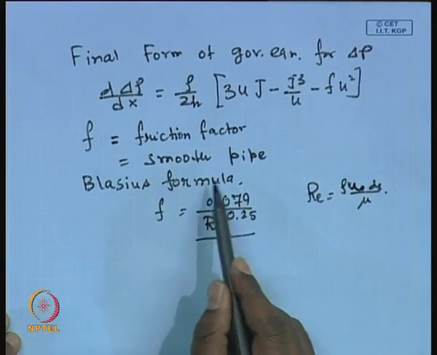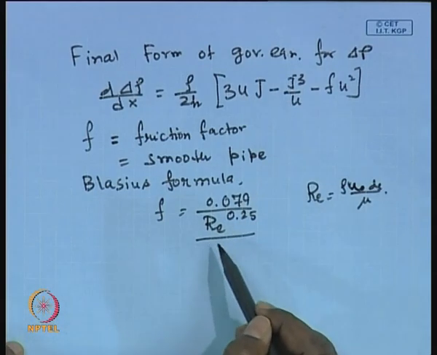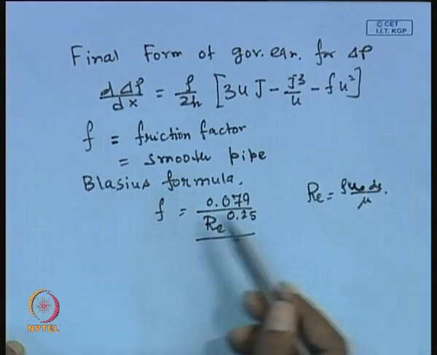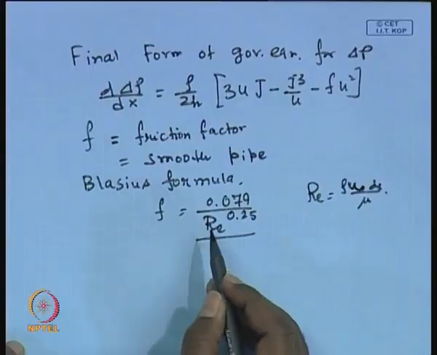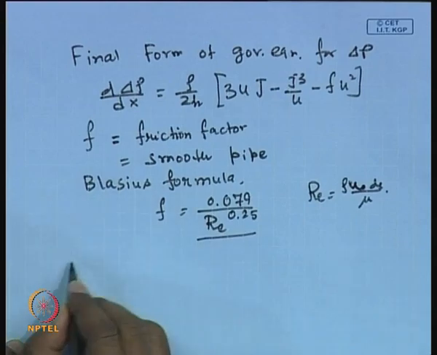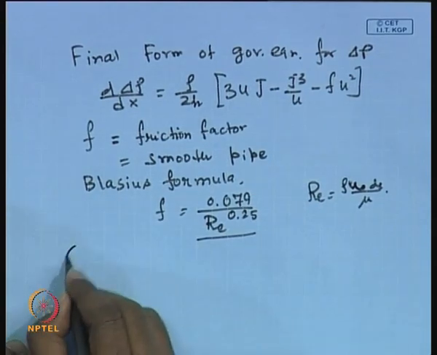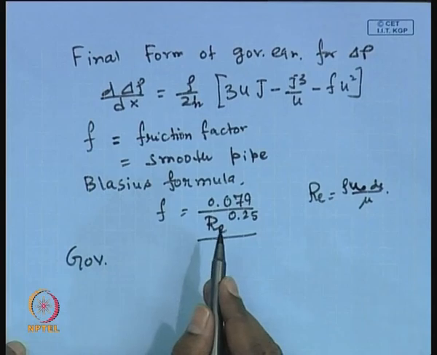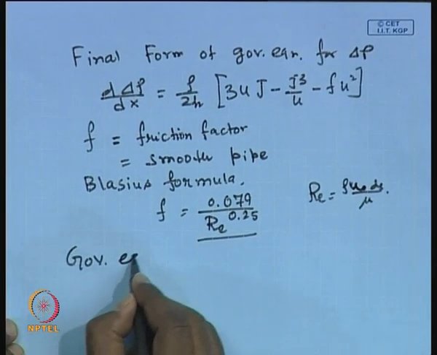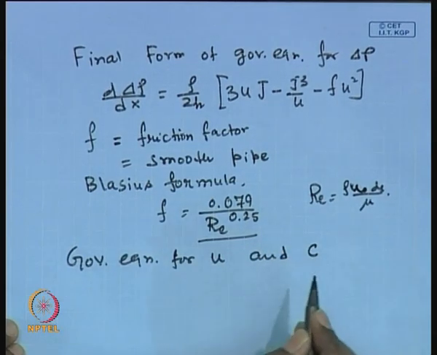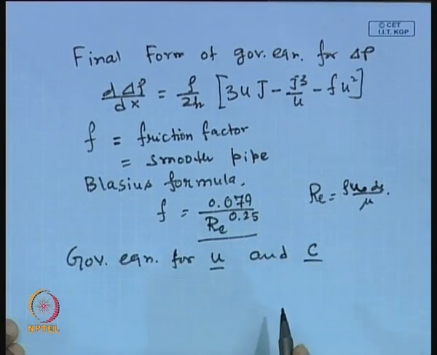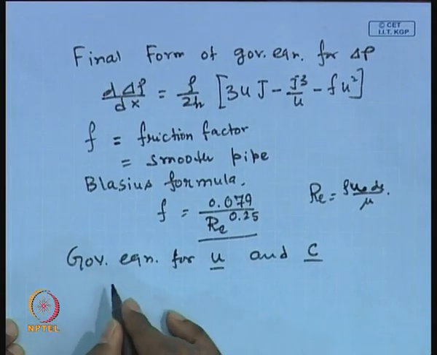Now, if the pipe surface is rough, you can have various expressions of friction factor in terms of surface roughness, if you remember the von Karman's chart, or Blasius chart. Now, this gives the governing equation of delta P. The governing equations for u and c, that means bulk velocity and bulk concentration, can be obtained by the overall material balance and overall species balance over the differential element that we have already analyzed earlier.